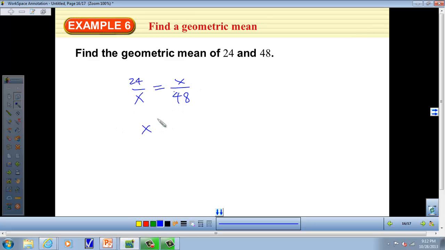Cross multiplying, we get x squared equal to 24 times 48, which is 1,152. We take the square root of both sides, and we get approximately 33.94. Okay?